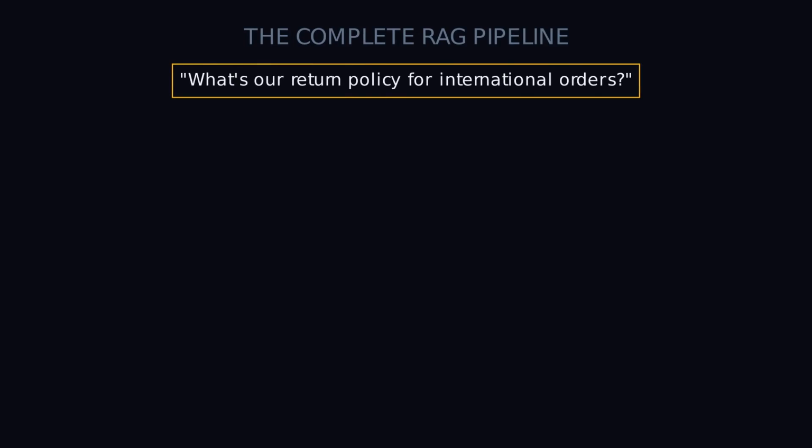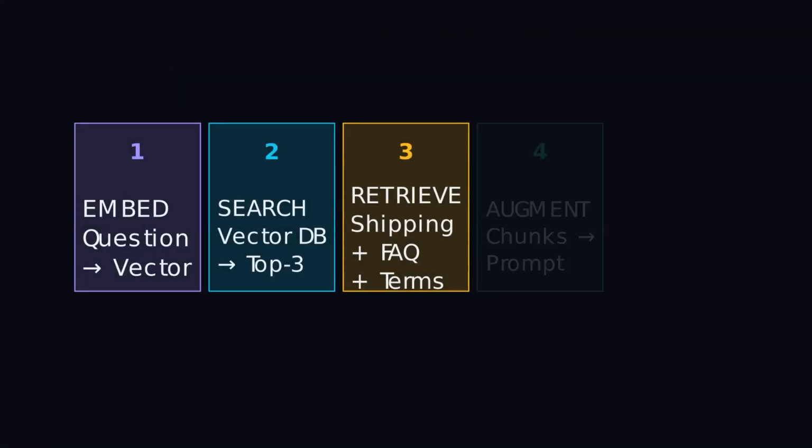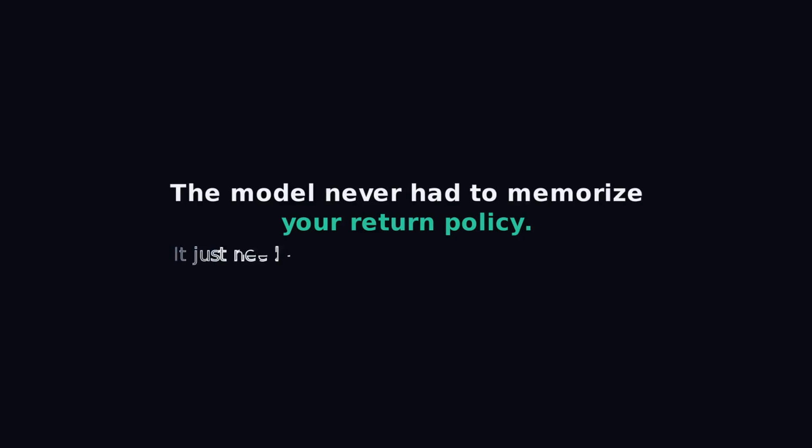A user types, "What's our return policy for international orders?" Step 1, the question gets embedded into a vector. Step 2, that vector searches your company's document database. Step 3, the database returns the 3 most relevant chunks: your shipping policy, your returns FAQ, and your international terms of service. Step 4, those 3 chunks get injected into the prompt, right above the user's question. Step 5, the language model reads everything and generates a precise answer, citing your actual policies. The user gets a correct response, and the model never had to memorize your return policy.